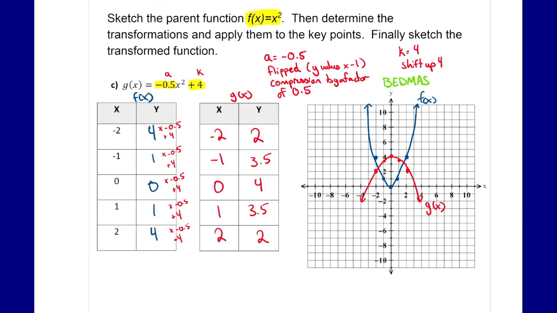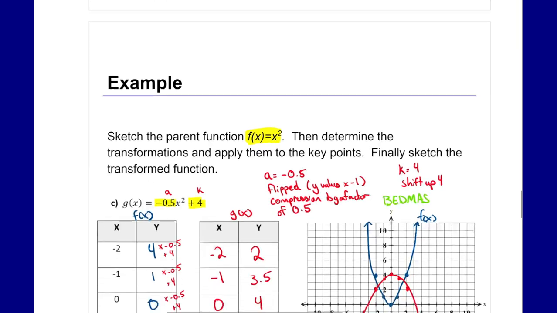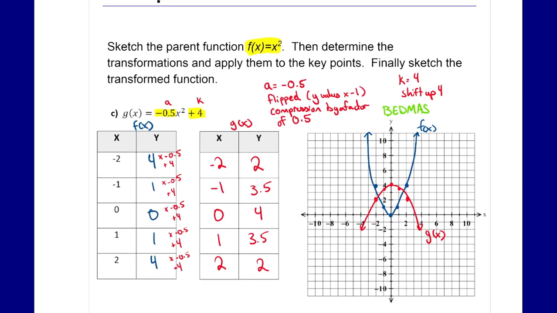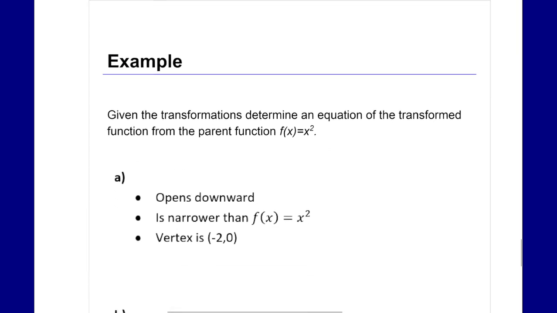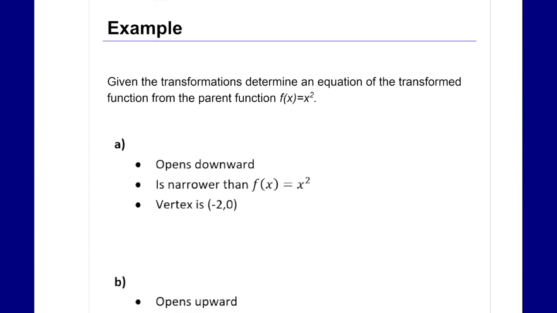So that was looking at a transformed function and trying to come up with the transformations and applying them to the key points to graph or sketch our transformed function. So we've seen different examples of the a, h, and k. We've seen all the different variations of them. So hopefully you have some examples here to help you through that. The last little example we're going to look at is, given the transformations, can we come up with the actual function?